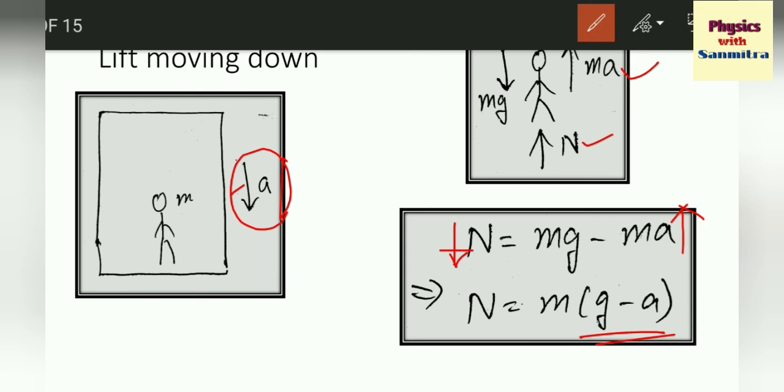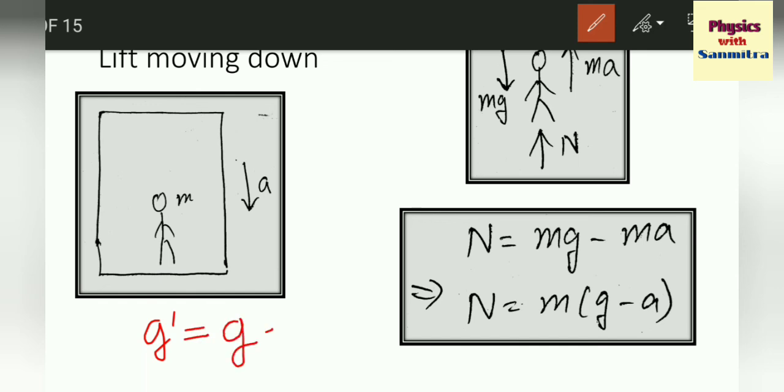So exactly that one I want to say, that is N is equal to m(g minus a). That will reduce your effective weight, the weight which you will be feeling. And so I can say g dash is equal to g minus a. That is the effective acceleration. So it is decreasing.